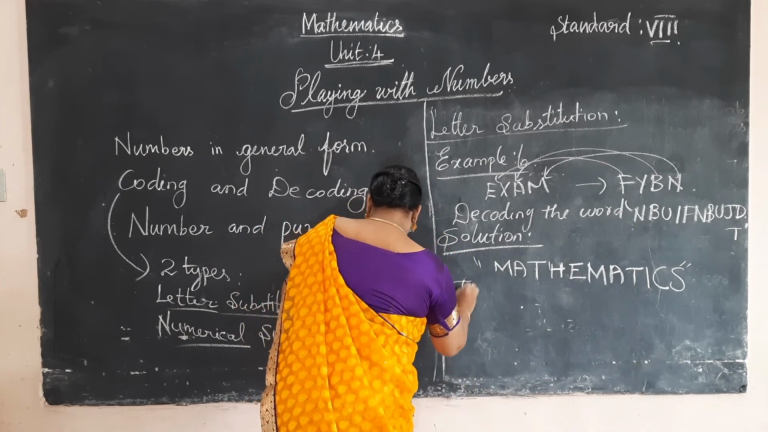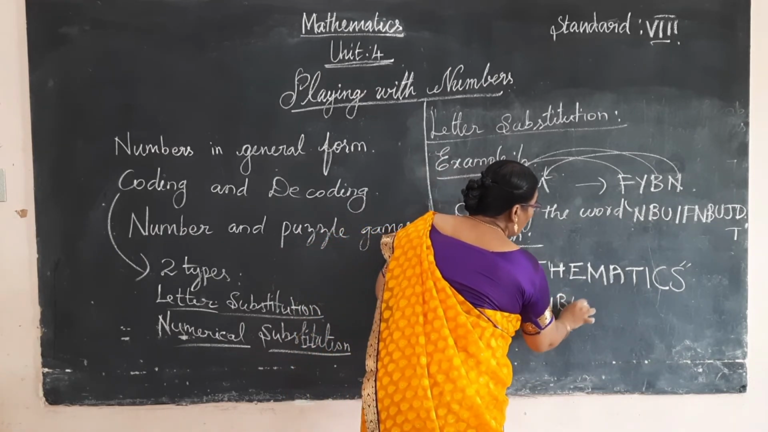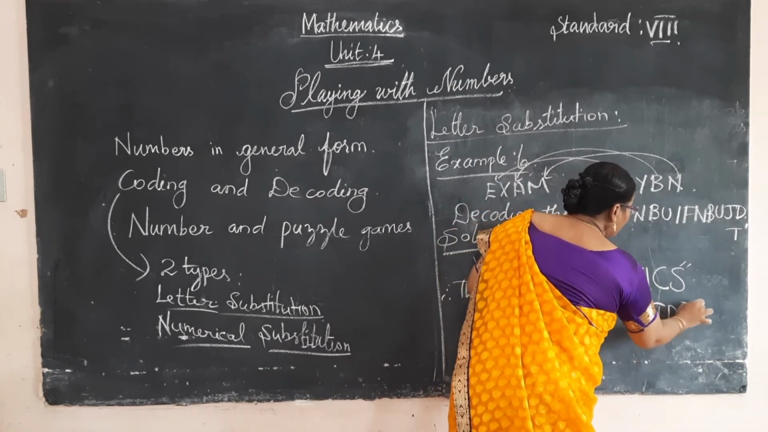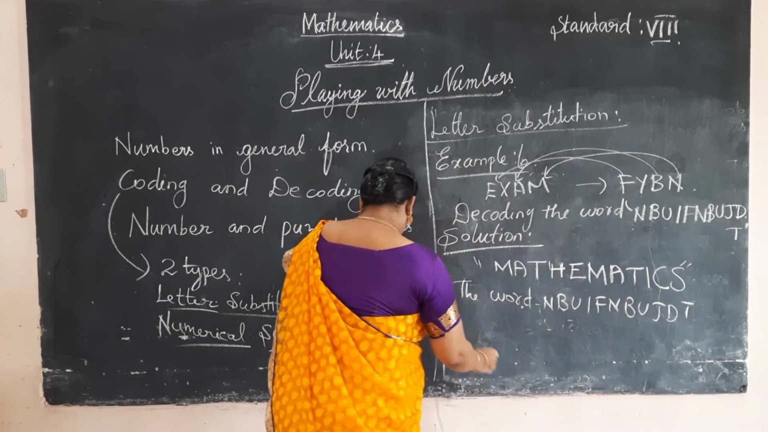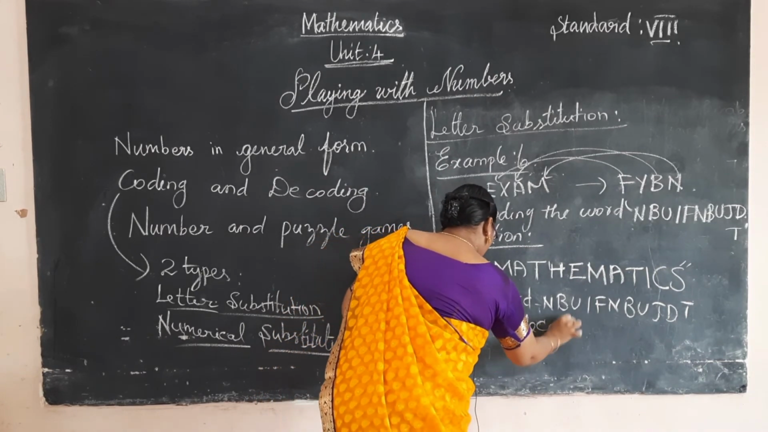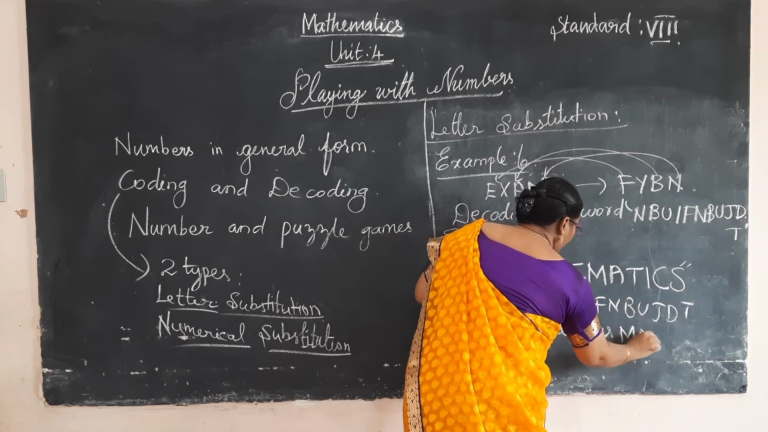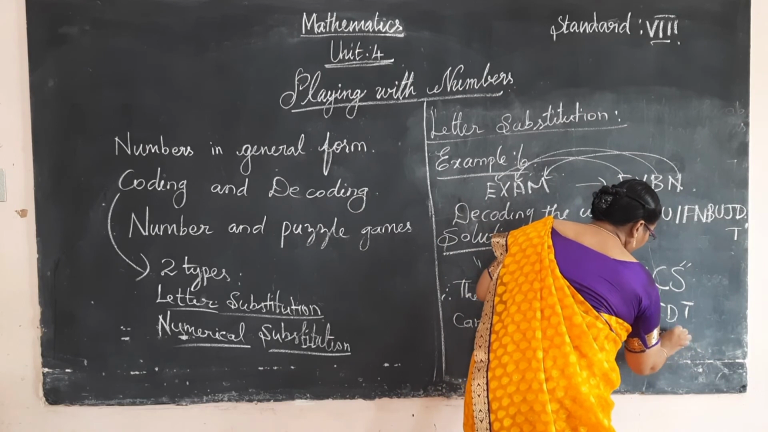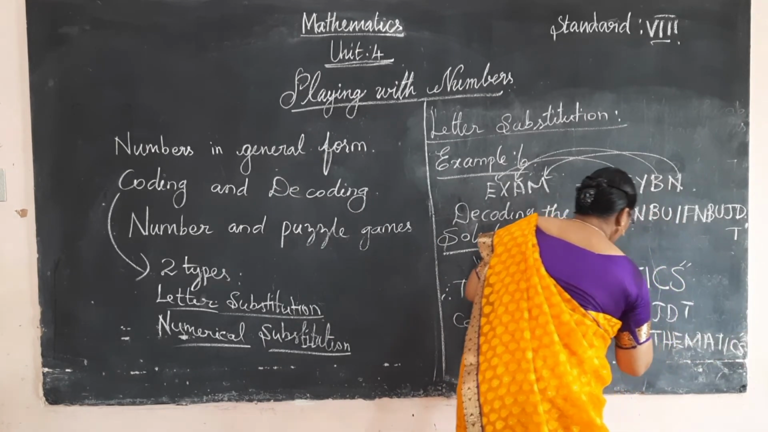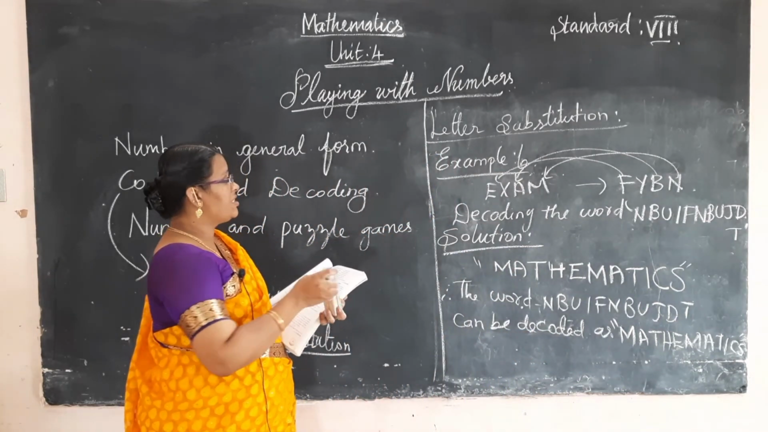Thus, the word NBUIFNBUJDT can be decoded as mathematics. And next one is numerical substitution.